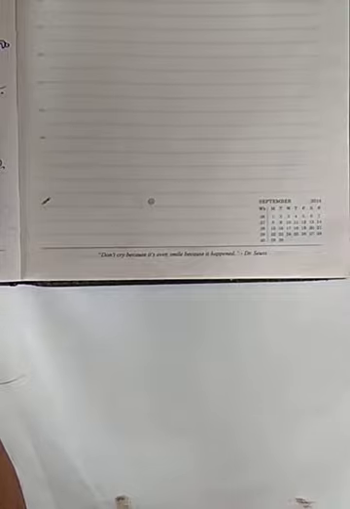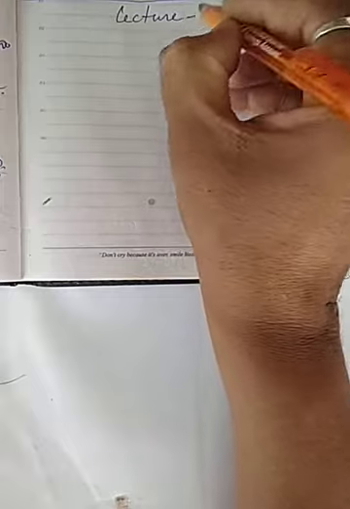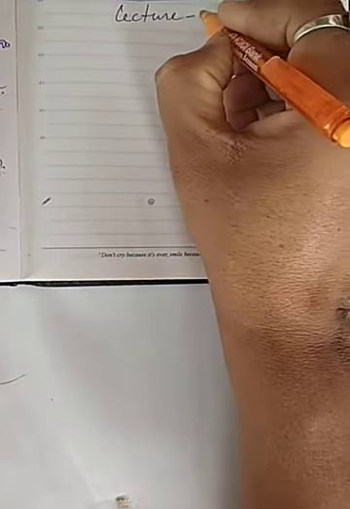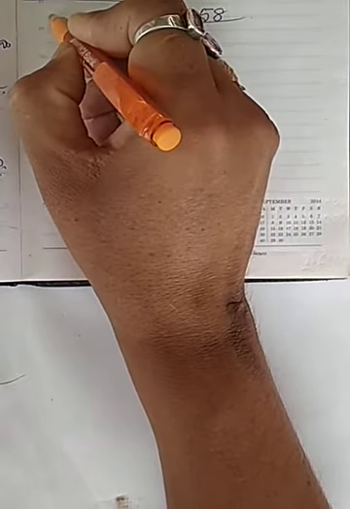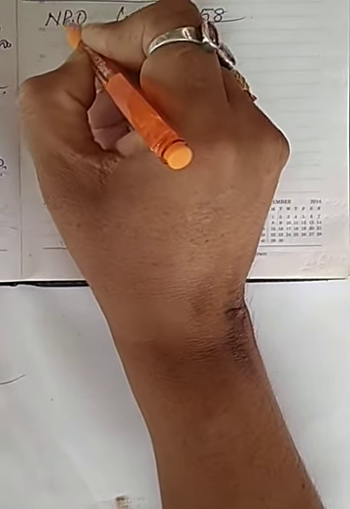Today is a new topic, calculation of cost of material consumed, or we can say cost of consumable goods. This is my lecture number 58. Chapter is NPO, not for profit organization.